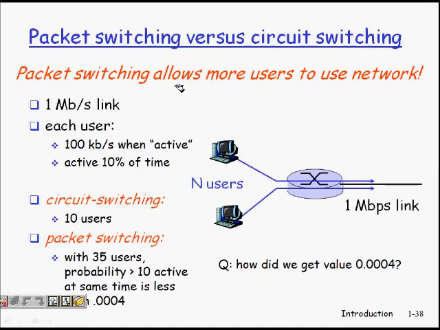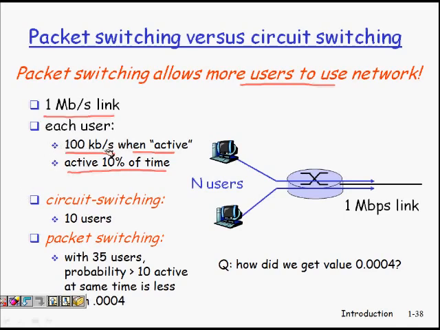So packet switching versus circuit switching. Packet switching allows more users to use the network. Why? Because many users are there, and by the law of average probability, not all of them will be using the link. So this is the most important thing. Let's say there is a 1 Mbps link. Each user uses 100 kbps when they are active. But we also have one more point, that they are active only 10% of the time.